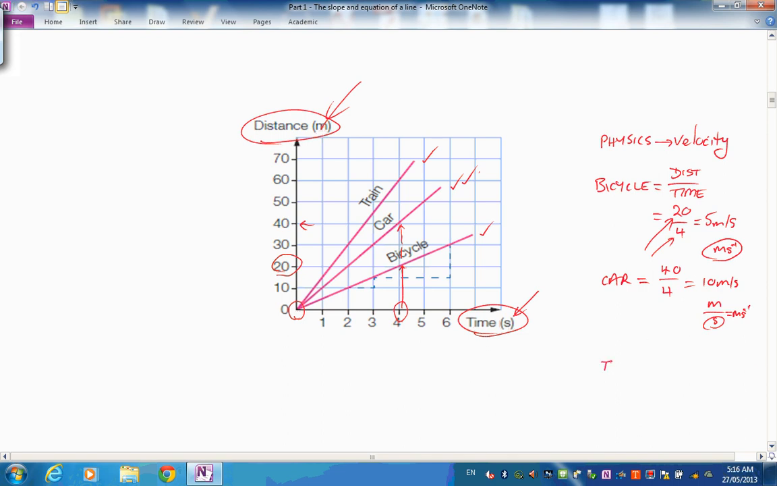And then finally the plot of the train, the slope or gradient of that line, is going up to 4 seconds again. It's gone 60 metres, so it's travelling at 15 metres per second. So that's an application of the gradient or slope of a line. This is the y step over the x step, but when it means something practically. So that's going to be important later on. Can you see how crucial maths is in this analysis to other subjects?